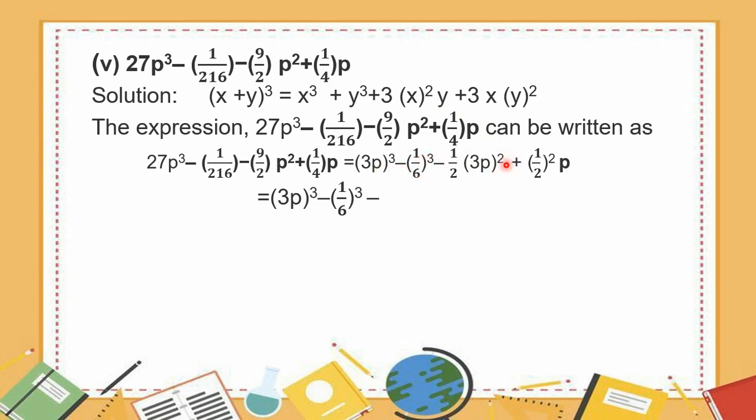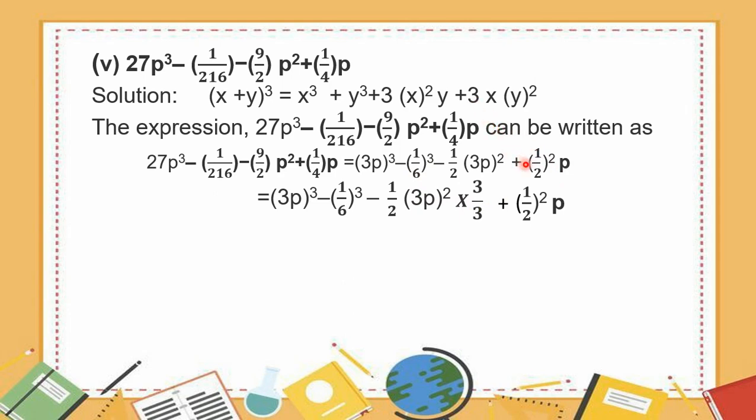So 1 by 6 we have to include, and this 3 also we have to include in the second term. So how it will be written as 1 by 2 into 3p square, and we can write 3 upon 3, that means we multiply in this term 3 upon 3. Similarly, in the next term, 1 by 2 square into p.